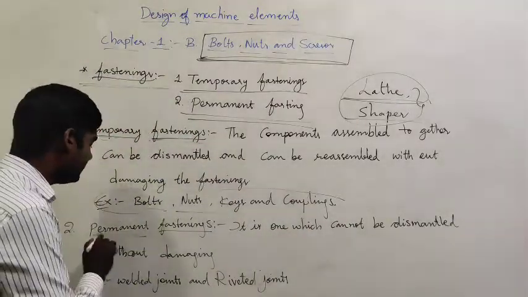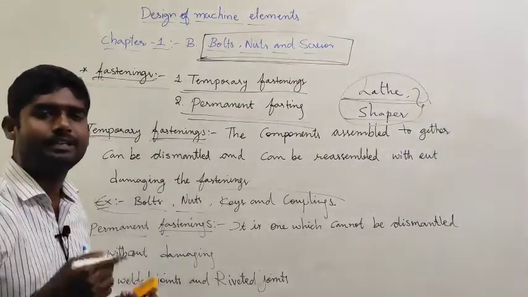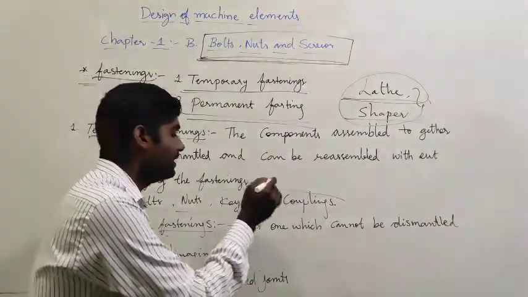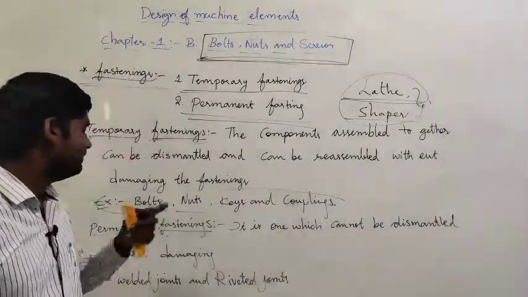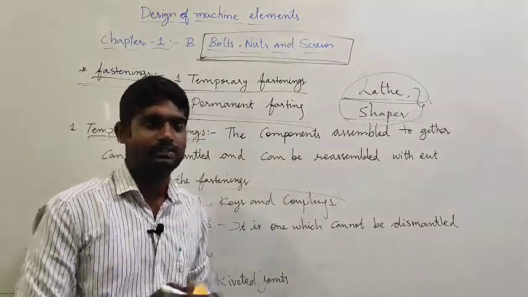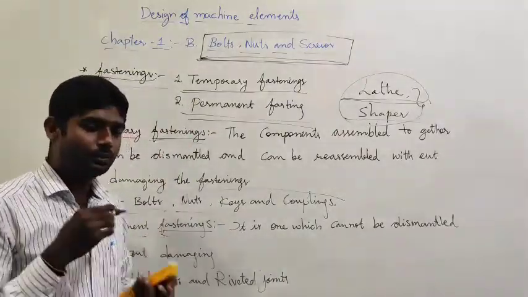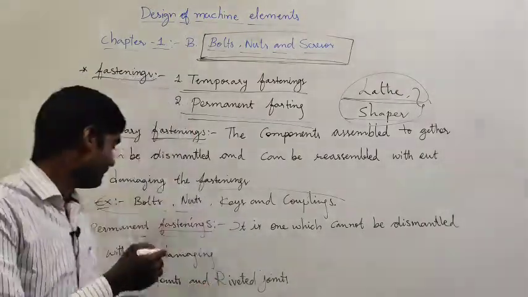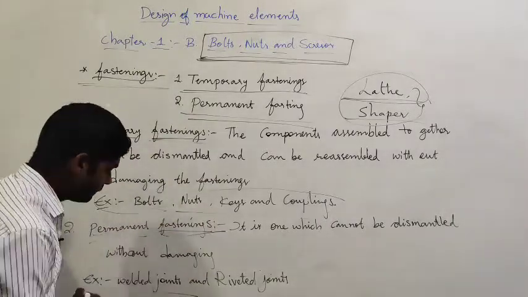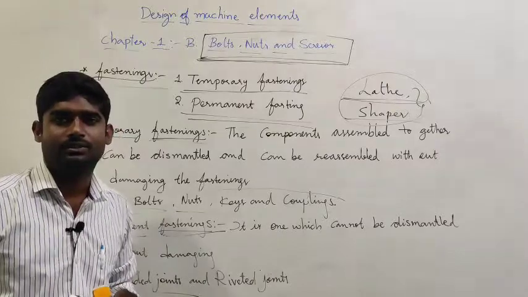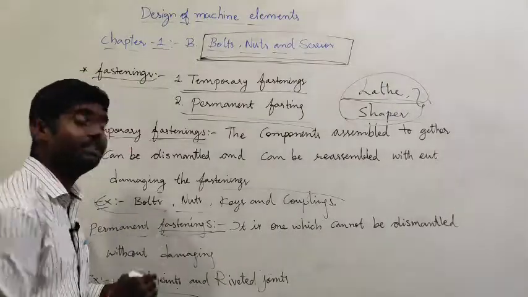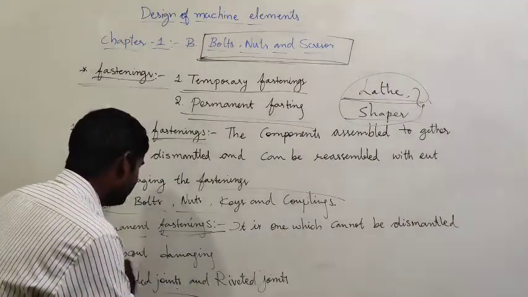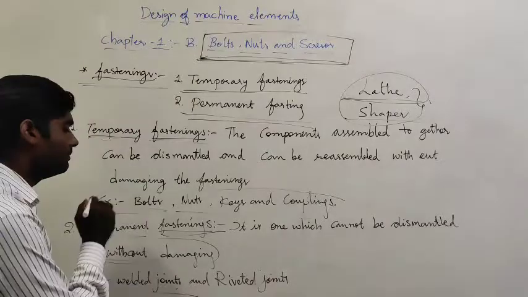Coming to permanent fastenings: what are the applications of permanent fastenings? A permanent fastening is one which cannot be dismantled without damage. We use them in different applications, different joints. Examples of permanent joints are welded joints and riveted joints. After dismantling any machine, damage occurs. This is called permanent fastenings.